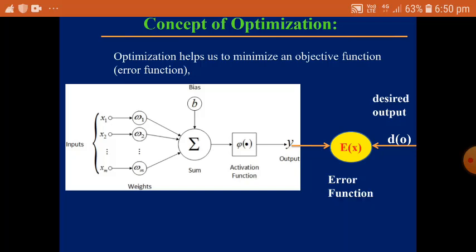Now we have identified the error function. What we have to do is try as much as possible to reduce the error function. If possible, make it almost negligible or almost zero. That is what we are supposed to do.